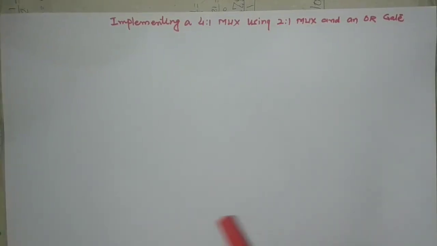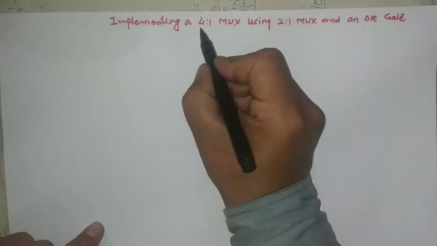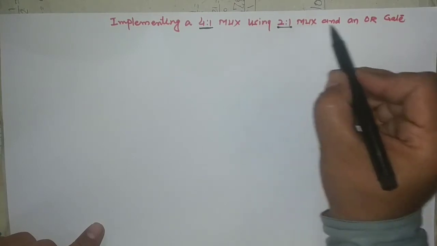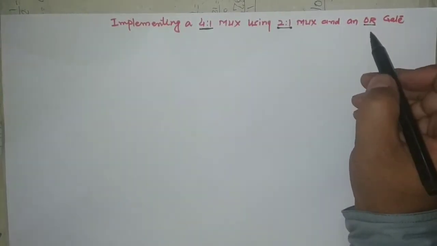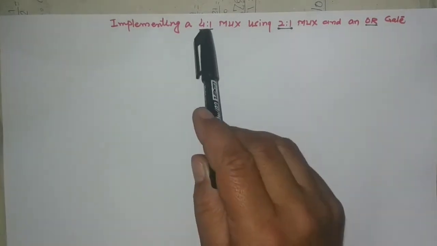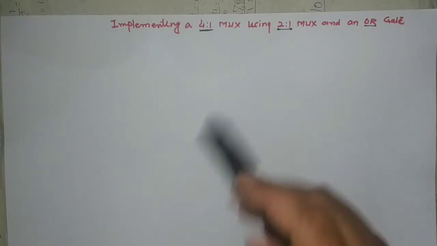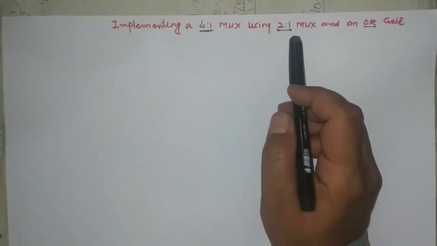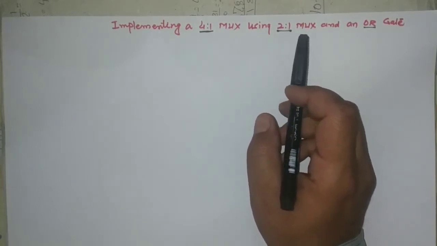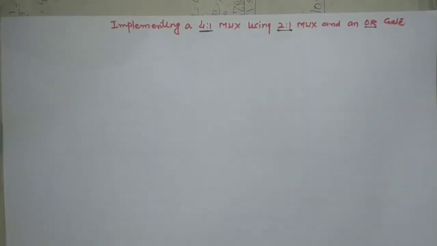Today we are implementing a 4 to 1 multiplexer using 2 to 1 multiplexers and 1 OR gate. In the last lecture we discussed the working and designing of a 4 to 1 multiplexer as a whole. But now we are implementing the same multiplexer, that is 4 to 1, but making use of 2 to 1 multiplexers. So not a single chip for a multiplexer, instead we are making it from 2 to 1 multiplexers.